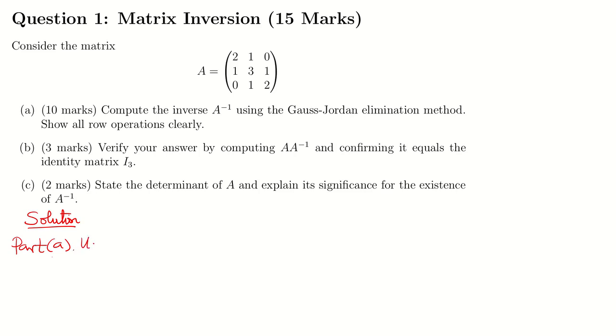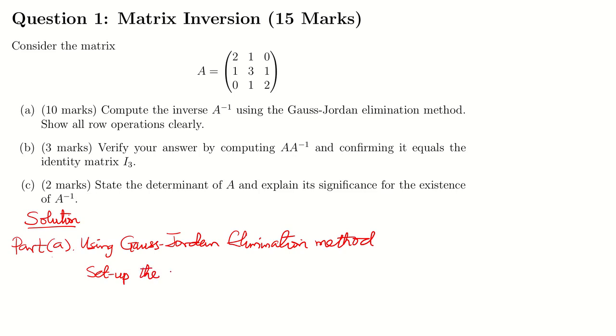Using the Gauss-Jordan elimination method, we have to set up the augmented matrix, which is given by A | I, that is the matrix A, which is the given matrix, and the vertical line, then I. This is going to be I3 because it's a 3 by 3 matrix we're dealing with.